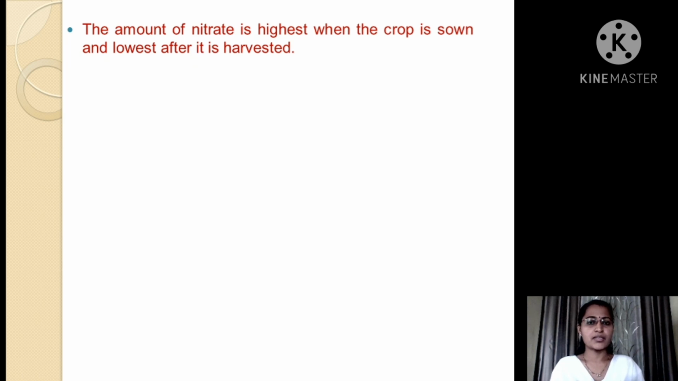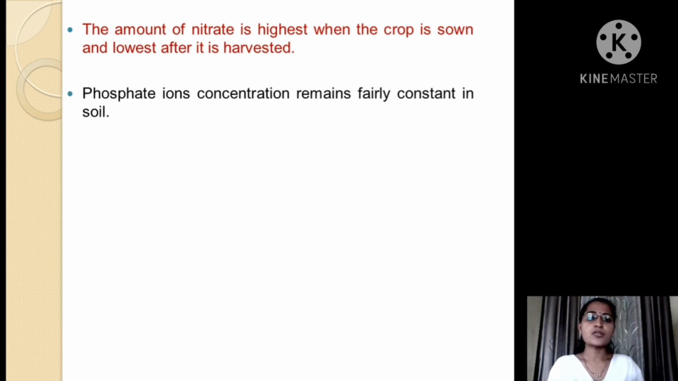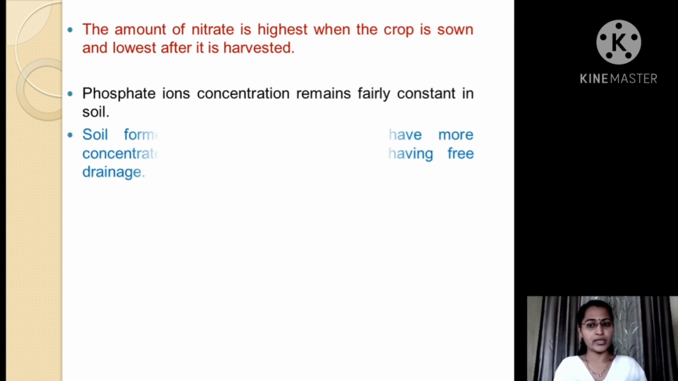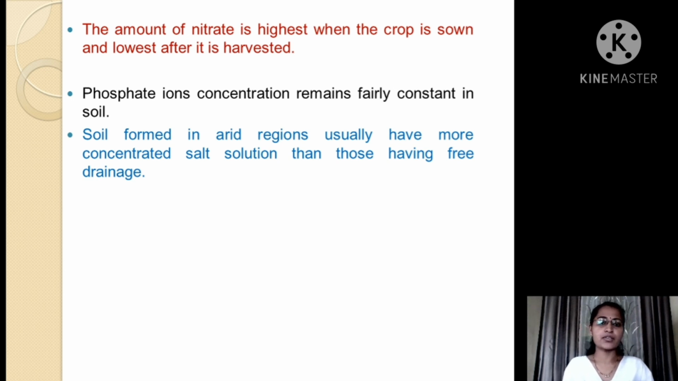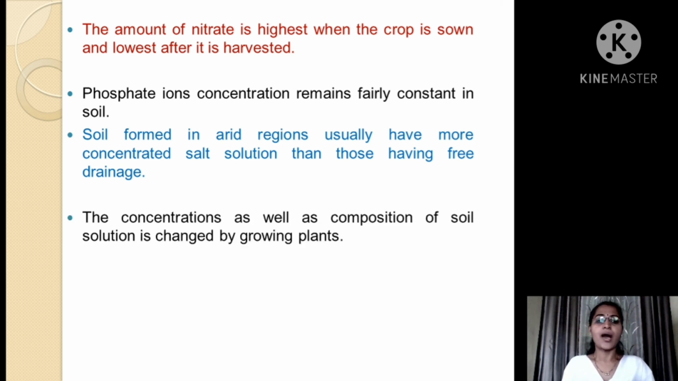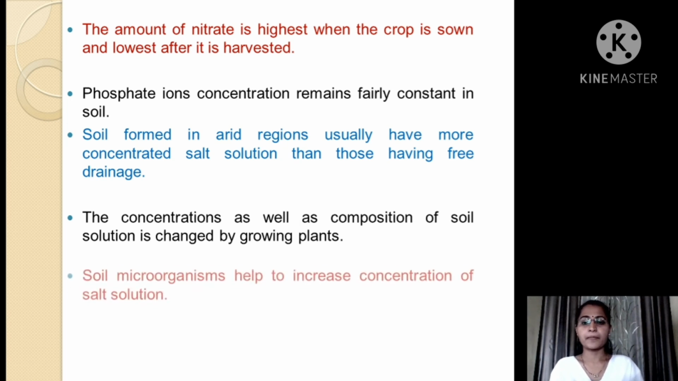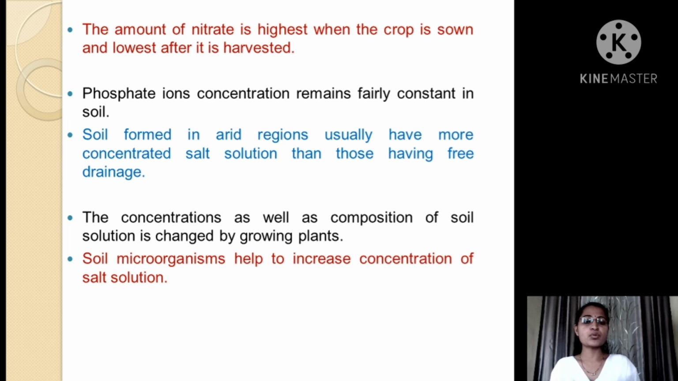The amount of nitrate is highest when the crop is sown and lowest after it is harvested. At harvest time or after harvesting, the nitrate amount is very low. Phosphate ion concentration remains fairly constant in the soil. Soils formed in arid regions usually have more concentrated salt solution than those having free drainage. The concentration as well as composition of soil solution is changed by growing plants. Soil microorganisms help to increase concentration of soil salt solution.